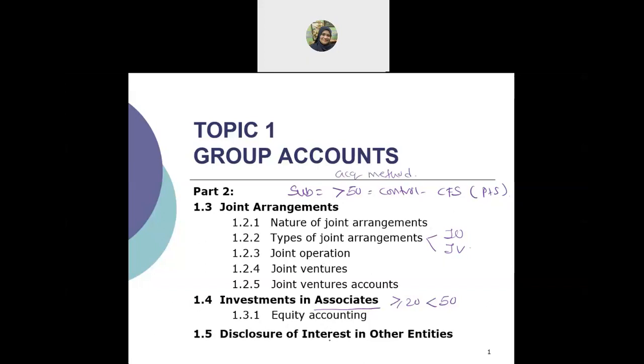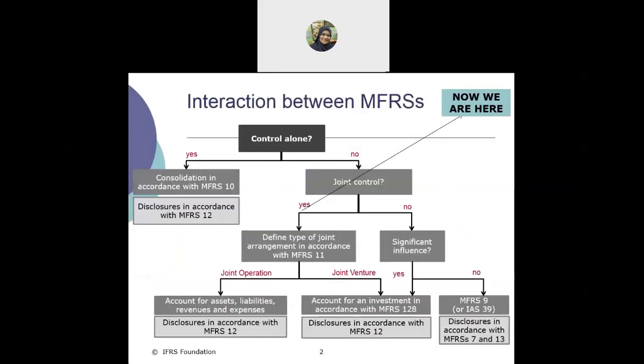Okay, and then the last part is about the disclosure of interest in other entities, which is related to MFRS 12. So we're going to look at the instructions of the standard. The first one is that you have control here. Once you have control, when your share is more than 50%, then you need to follow MFRS 10. MFRS 10 says that when there is a parent and subsidiary relationship, then you're going to prepare consolidated financial statements. Any disclosures here will relate to MFRS 12. We're going to discuss MFRS 12 at the end of these notes.